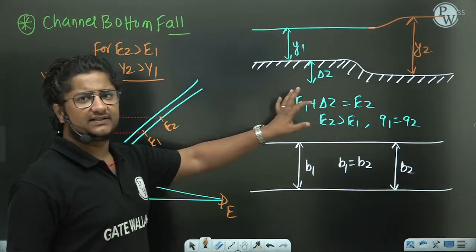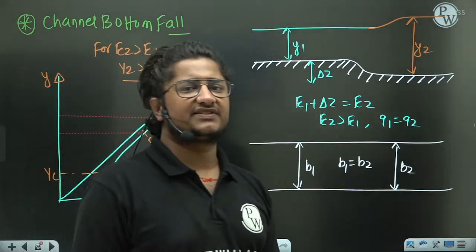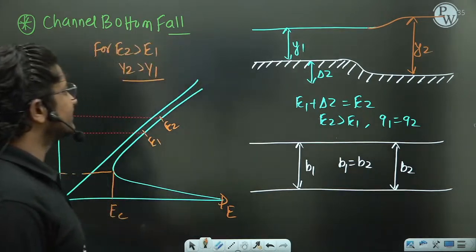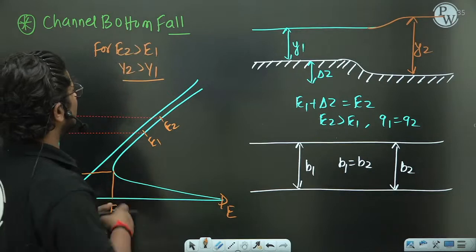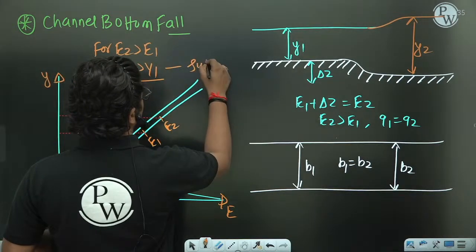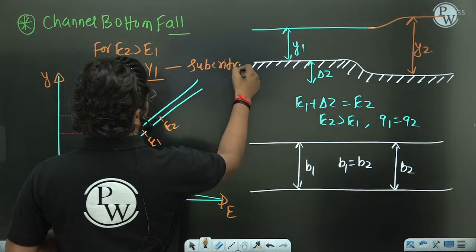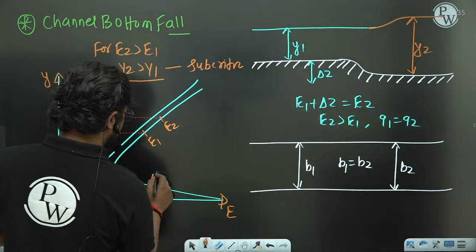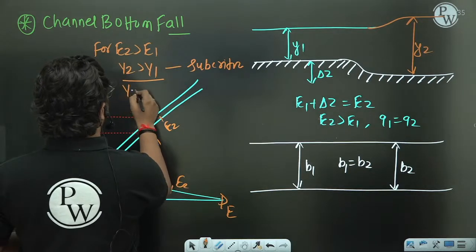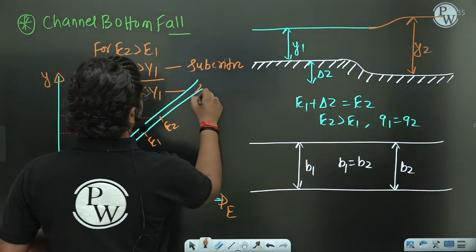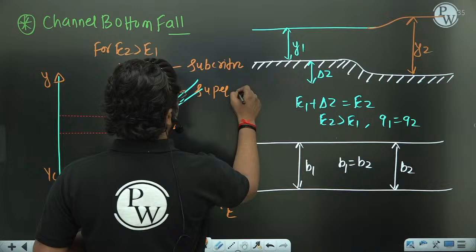Now the second part, which we have discussed in the previous case, in this case it is not required to discuss that. Clear? So the same thing you can do for subcritical. If you plot this E1, E2 in a supercritical zone, you will get Y2 lesser than Y1 for the supercritical zone.